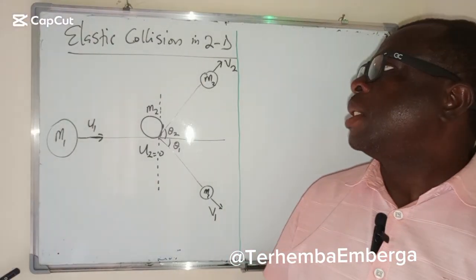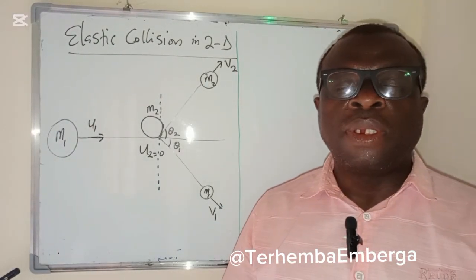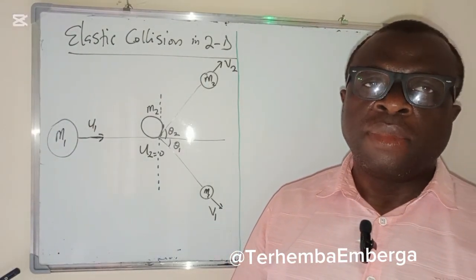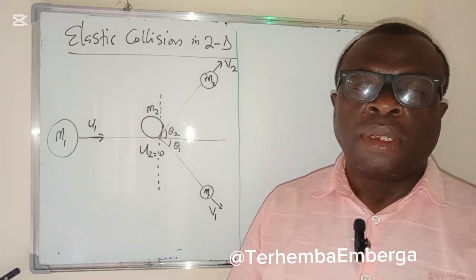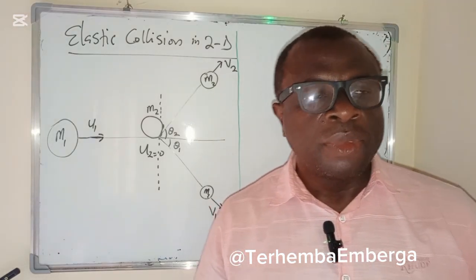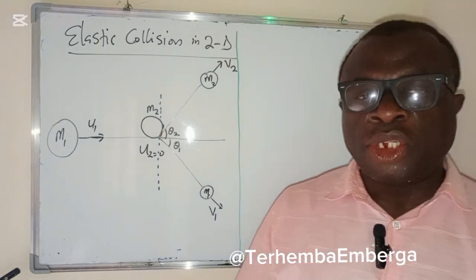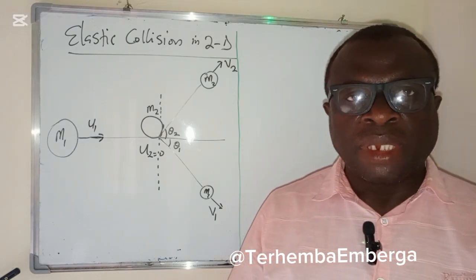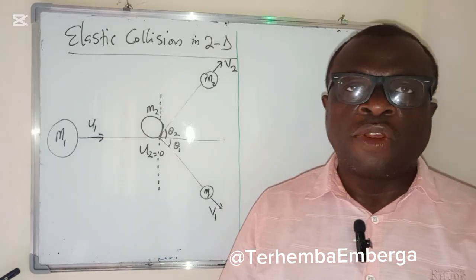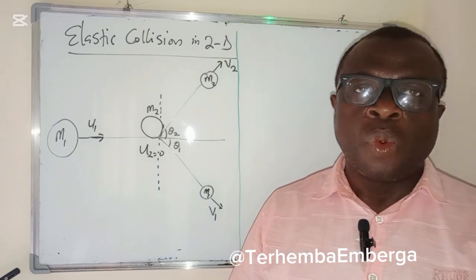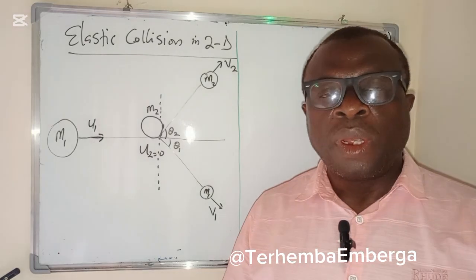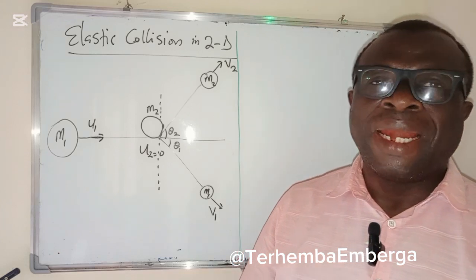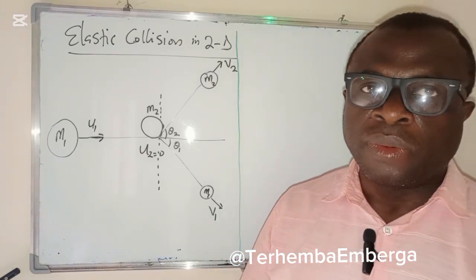Today we'll look at elastic collision in 2D. 2D means two dimensions. To refresh our memory, we've discussed collision, and we said that collision is of two kinds. One, elastic collision, and two, inelastic collision.